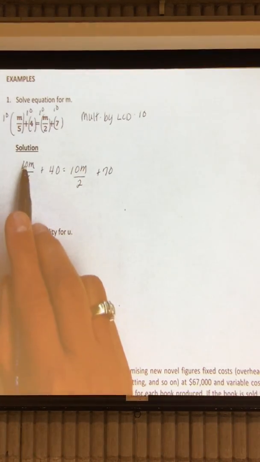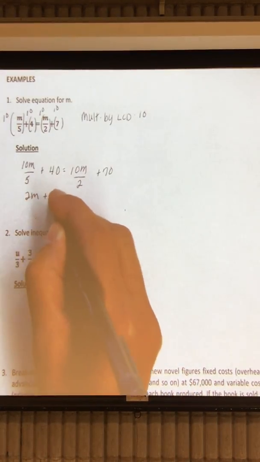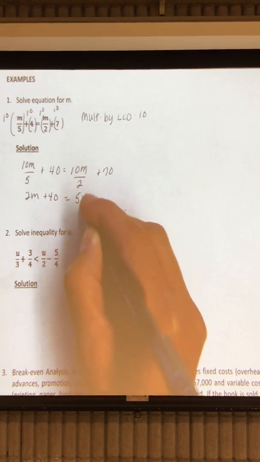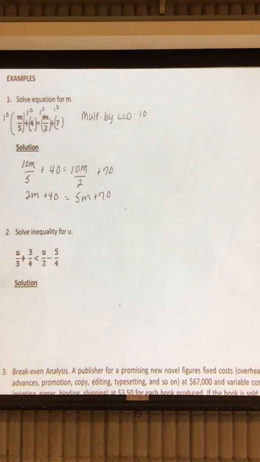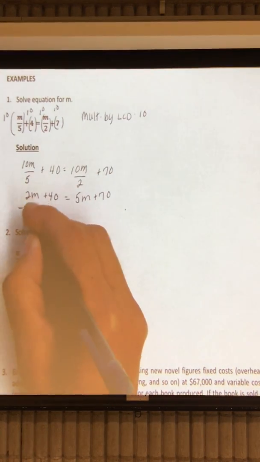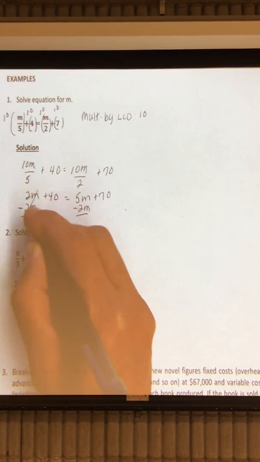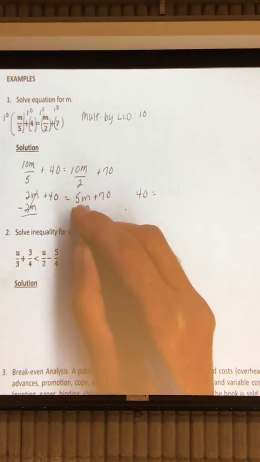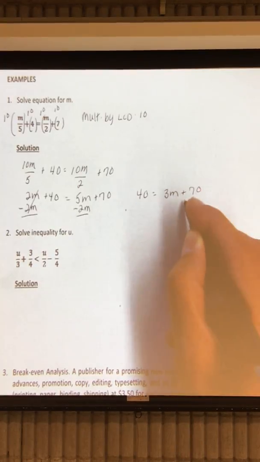Now let's simplify. 10m divided by 5 is 2m plus 40 is equal to 10m divided by 2 is 5m plus 70. Now let us combine like terms. So here we can subtract 2m from both sides, and that cancels, so we're left with 40 is equal to 5m minus 2m is 3m plus 70.